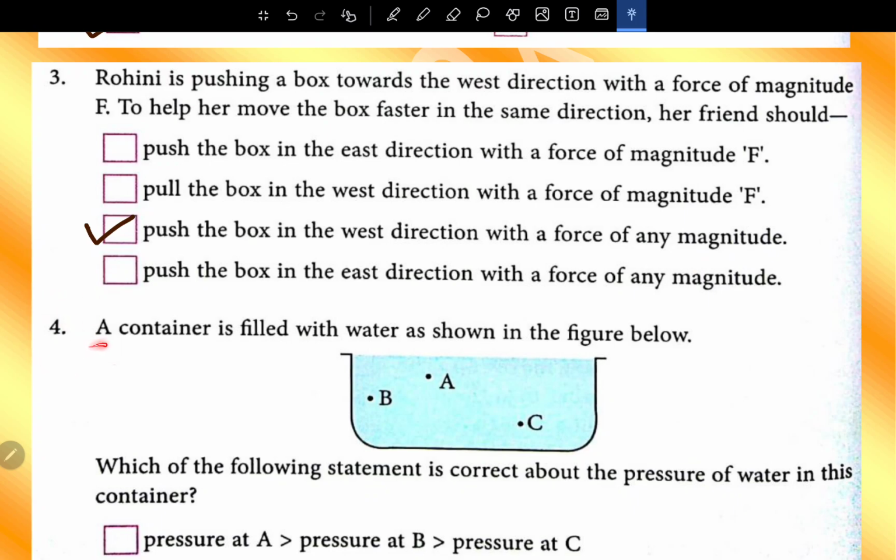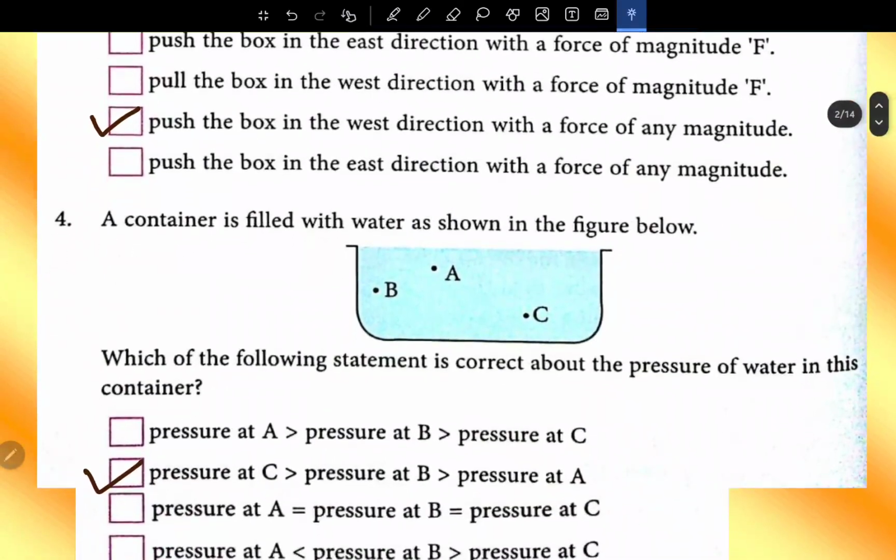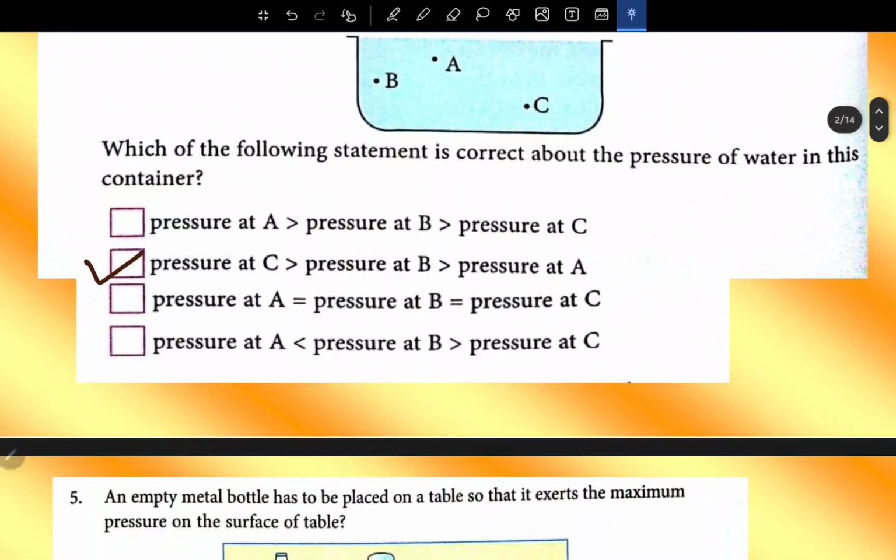Now, number 4. A container is filled with water as shown in the figure below. Now, which of the following statements is correct about the pressure of water in this container? C has more pressure than B and B has more pressure than A, right? So C, B and A. This is the correct option.